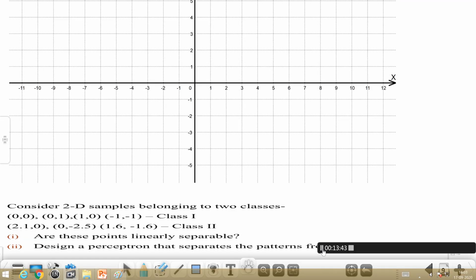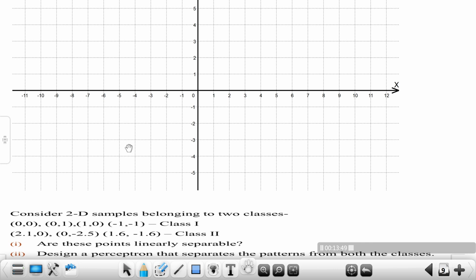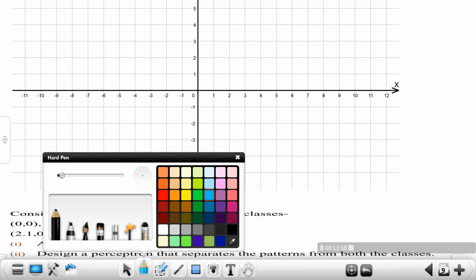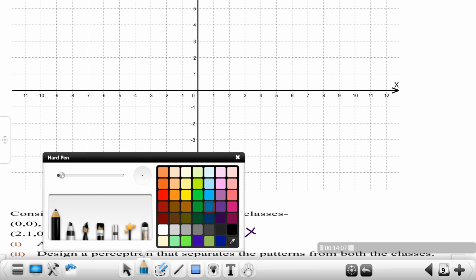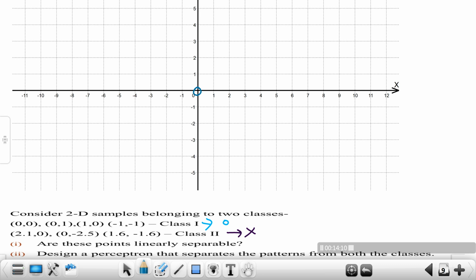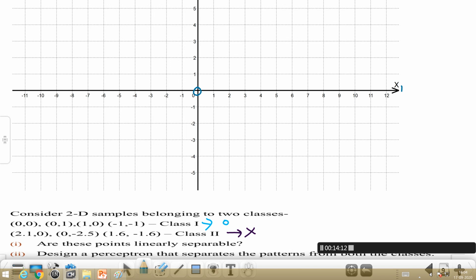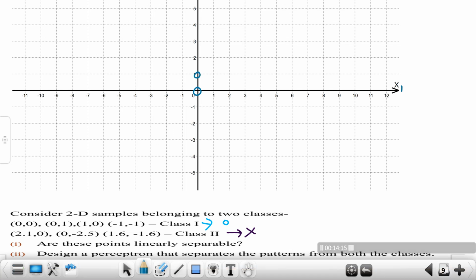So now we can see here I have drawn the 2D space, and I shall take these points and mark them. The class 1 points I will indicate as a 0, and class 2 points I shall indicate as a cross. So 0, 0. Where is 0, 0? First 0, 0 is here. So I shall draw this point 0, 0. Then 0, 1 is this particular point here. Next point is 1, 0. It is this particular point here. And next is minus 1, 1. This is minus 1, 1.